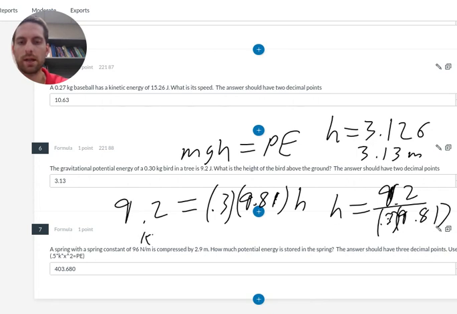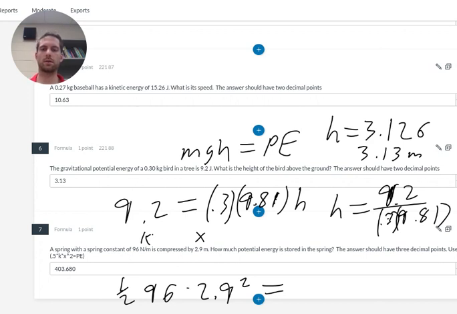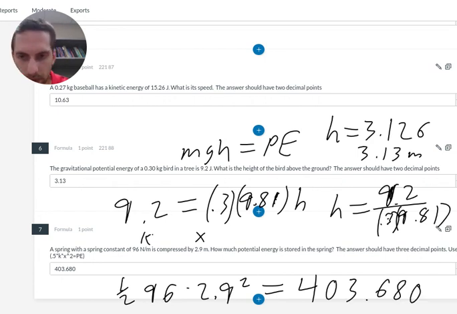All right, for this problem, this is the spring constant K. Here's our X value, distance. All we do is just follow this equation. 1/2 K 96 times X squared, 2.9 squared. So 0.5 times 96 times 2.9 squared. 403.680, which they add right there. All right, and that's it.